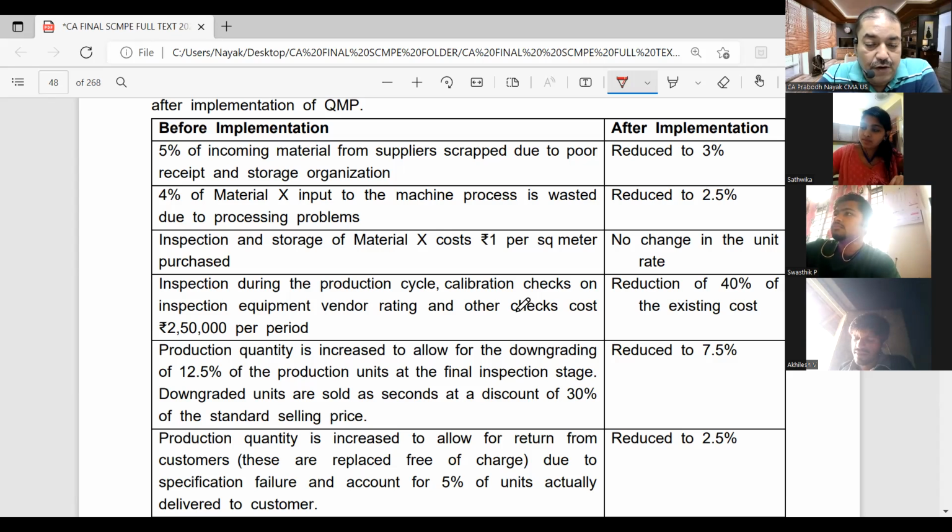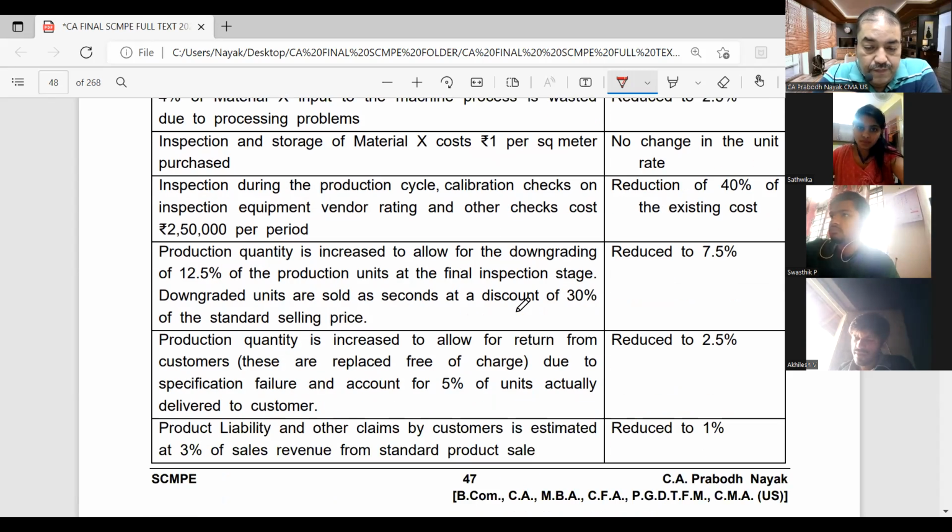Okay, what is the next thing that you have told me? Quality downgrading, it is 625 and 375. Okay, now quality downgrading, you have calculated 12.5% of what figure? 5,000. Read again. I had to consider 5,000 plus 250.